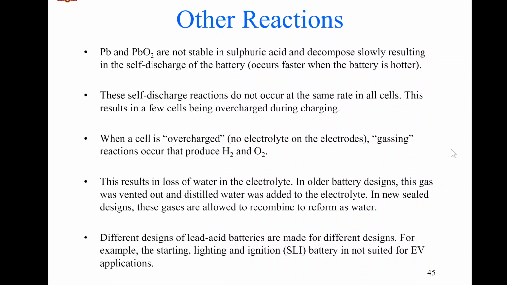Since we are taking our electrolyte and it's going into gaseous form, there can be loss of electrolyte. Previously, in older lead acid batteries, if you remember, there used to be a provision to add distilled water so that we can keep it running for a longer time. In the new sealed designs, these gases are allowed to recombine to form water.